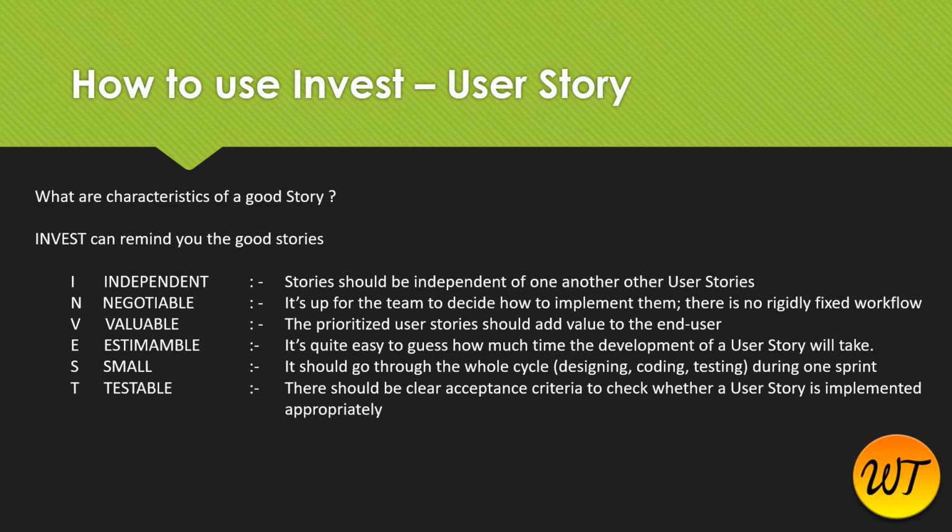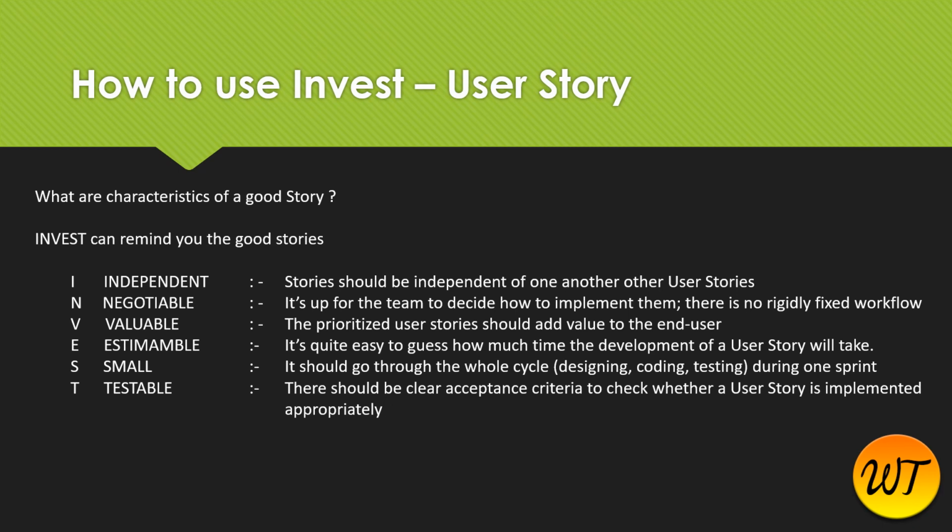Valuable. The prioritized user story should add value to the end user. That's a key factor of every user story. Estimable. A story has to be able to be estimated or sized so it can be properly prioritized. A story with high value but extremely lengthy development time may not be the highest priority, because of the length of time to develop it. Small. It should go through the whole cycle, for example designing, coding, testing. In each and every sprint, this has to be included.